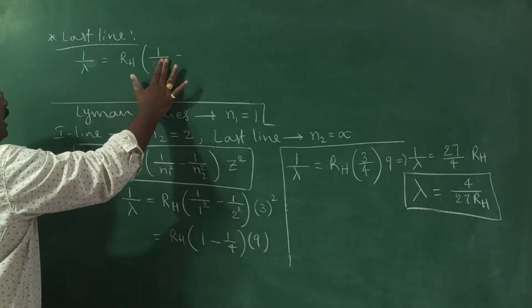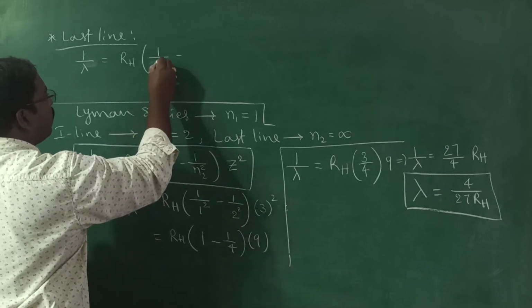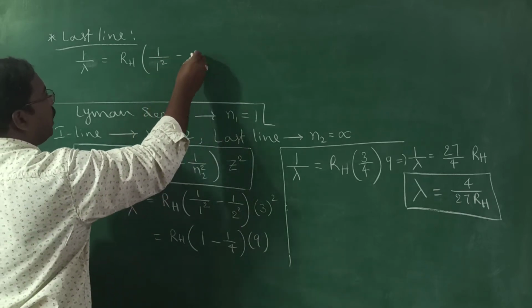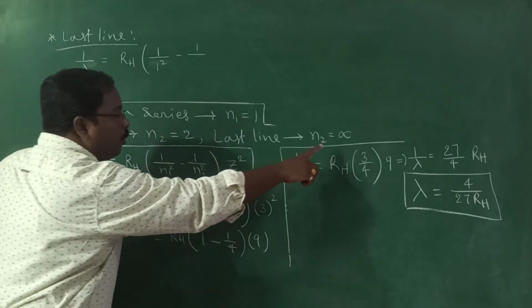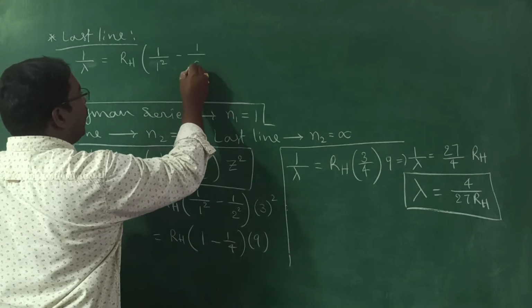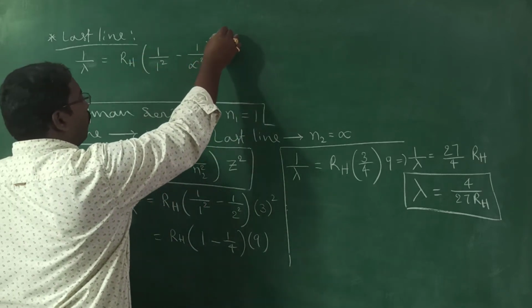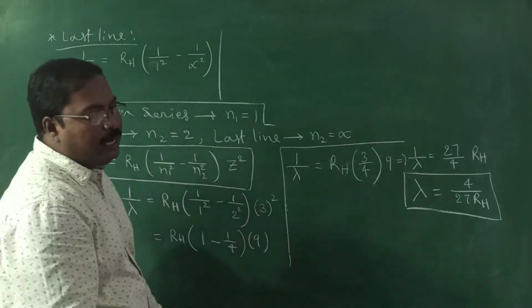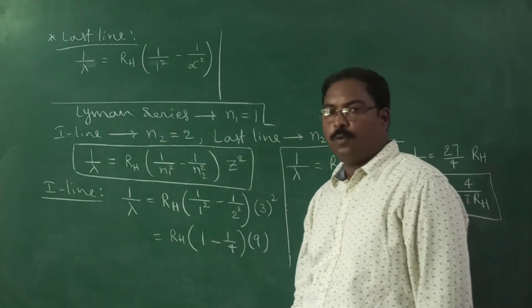Let us substitute directly. In the case of Lyman series, n1 is 1. So 1 by 1 square, minus, for the last line, n2 value is infinity, so 1 by infinity square. Now, 1 by infinity, everybody knows its value is 0. Okay.